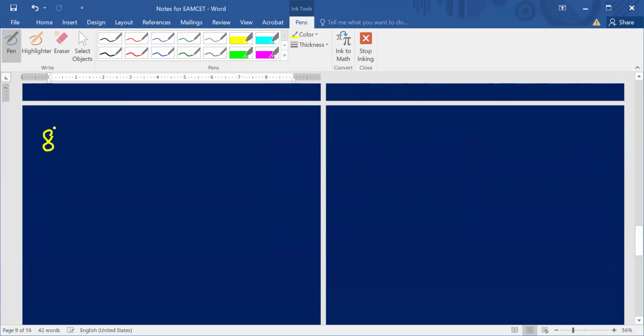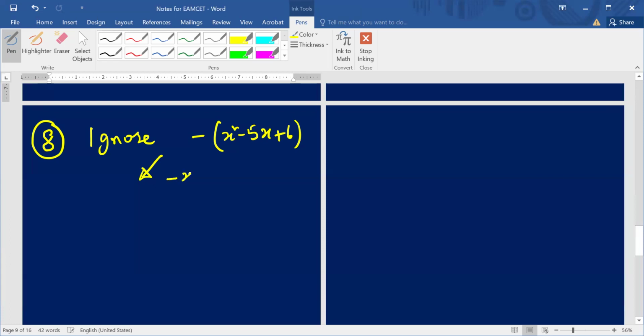So what is the next, the 8th one? We'll go to the 8th mistake. Generally, ignoring the negative sign outside the bracket. See, if we are given minus x square minus of, I think you are able to see what I am trying to write. If we are ignoring something, we just write minus x square minus 5x minus 6. I suppose this is wrong.